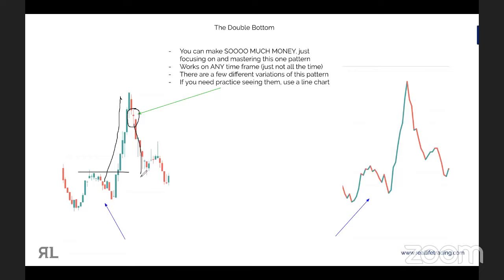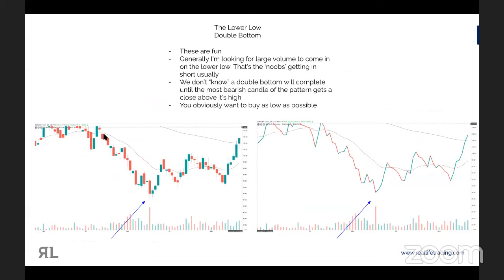How wild is that? One pattern has so many applications. So what we're going to talk about now is my favorite double bottom.